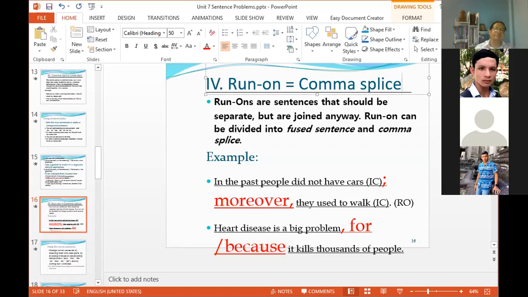Okay, don't forget that. Everybody, any questions so far about this kind of problem, about parallelism, about fragments, about run-on and comma splice? Do you have any question, anyone? No, teacher, no. Okay. If you have no problem, just have a small break for 50 minutes, and then we will go on with our lesson again. Okay, everybody? Okay, teacher, thank you.